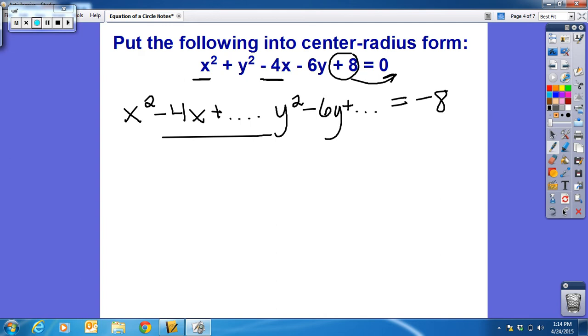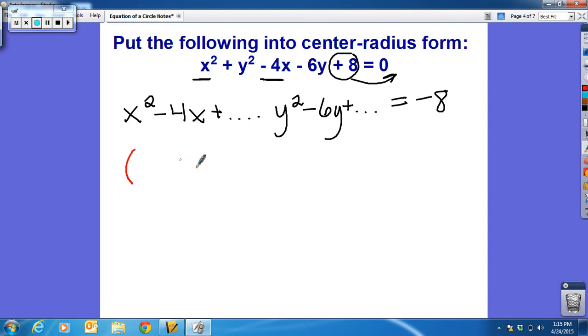So I am going to use red for the x's. And I want to make it so I have x plus or minus something squared. And now the trick to doing this is just to know that your second number is always going to be half of the coefficient of x. And since my coefficient of x is -4, half is -2. This is going to be x minus 2.